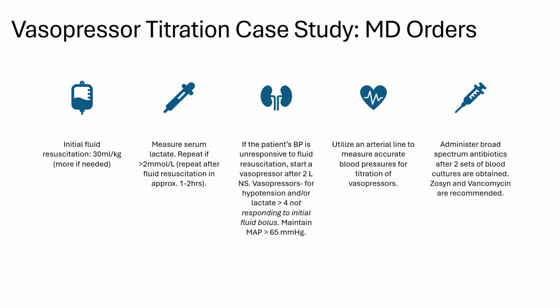If the patient's blood pressure is unresponsive to fluid resuscitation, we're going to start a vasopressor, and we want to maintain that MAP of greater than 65. If we're going to start a vasopressor, we're going to use an arterial line to measure accurate blood pressure and titration of that vasopressor. And then we're going to administer broad spectrum antibiotics after 2 sets of blood cultures are obtained, and he is recommending Zosyn and vancomycin.